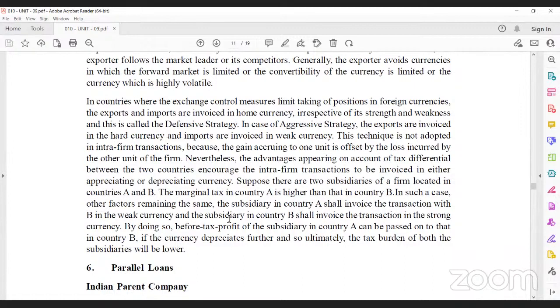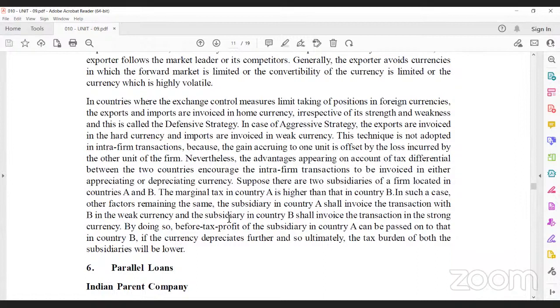If a country has exchange control measures that limit taking a position in foreign currency, its imports and exports are invoiced in home currency, that's domestic currency. Whatever could be its strengths and weaknesses, they are invoiced in domestic currency. This is called a defensive strategy, where the country tries to adopt a strategy which protects its interest.